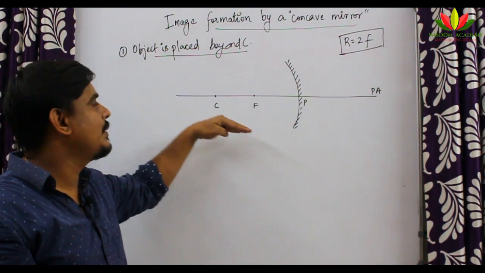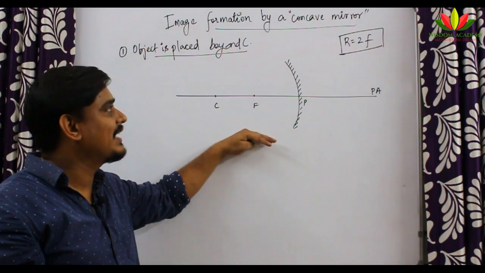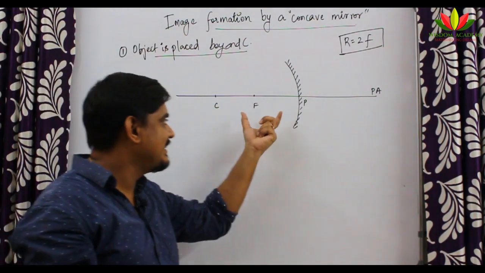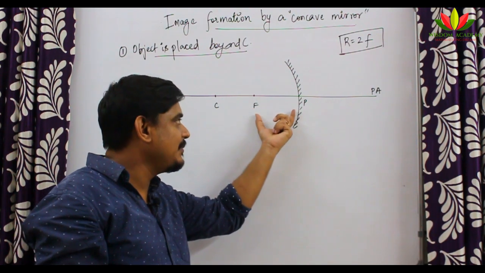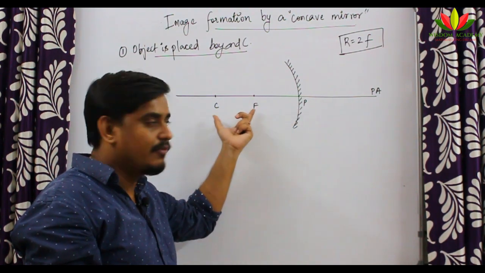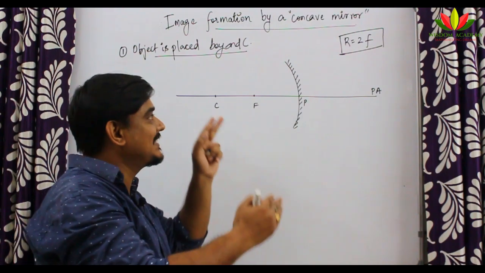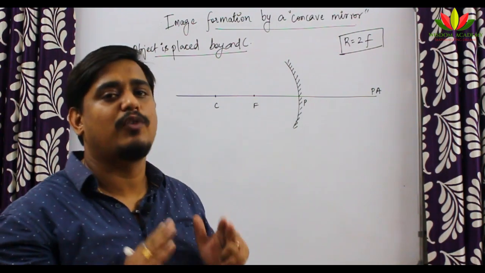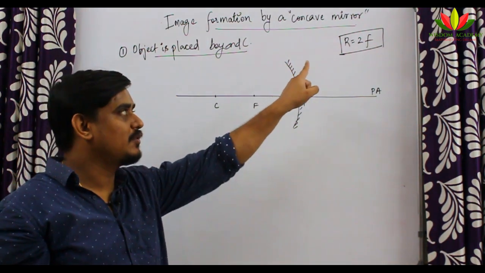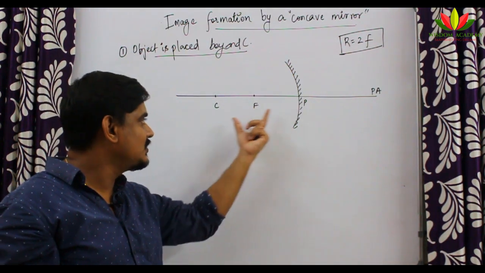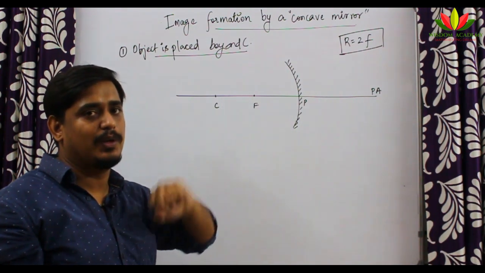Why I am telling you that? Because whenever you do image formation, you must draw a diagram in proper scales. If you are taking this as 6 centimeter, you must take this also 6 centimeter. If you are taking this 10 centimeter, you must take this 10 centimeter. 5, this also should be 5. If you don't take this in accurate measurements, your image formation will not be accurate. So I will repeat once again, R is 2 times the focal length. So always draw these two distances of equal length, right?